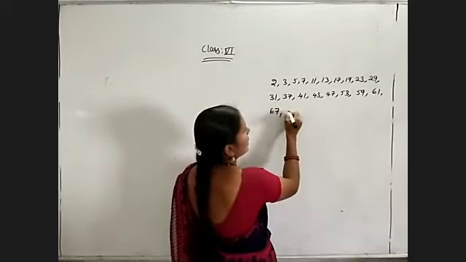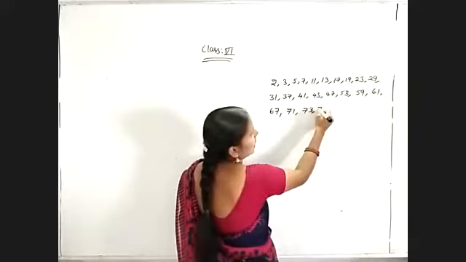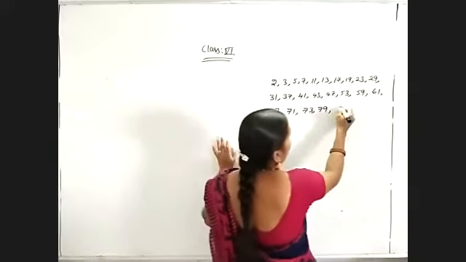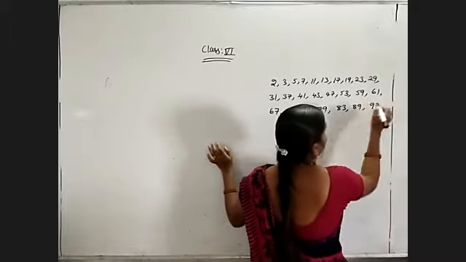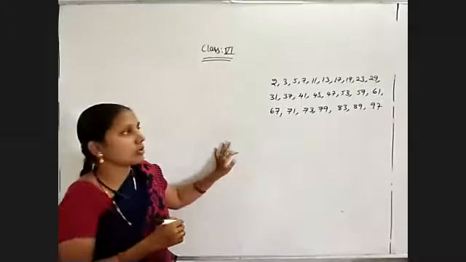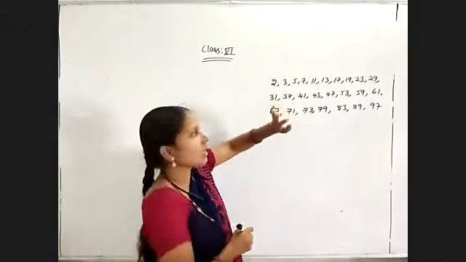67, 71, 73, 79, 83, 89, and 97. These are the prime numbers between 1 to 100. Okay. So total 25 are there or not?